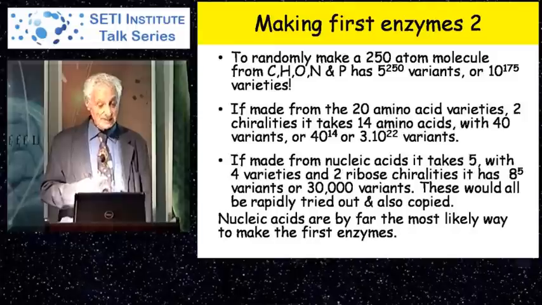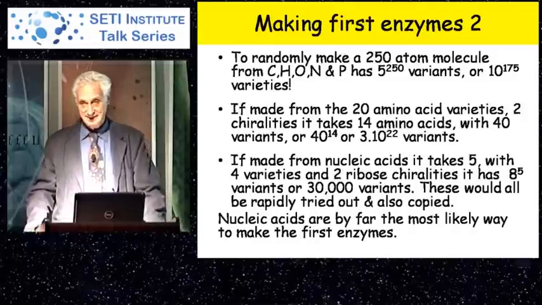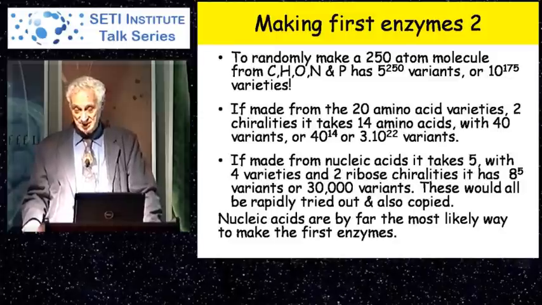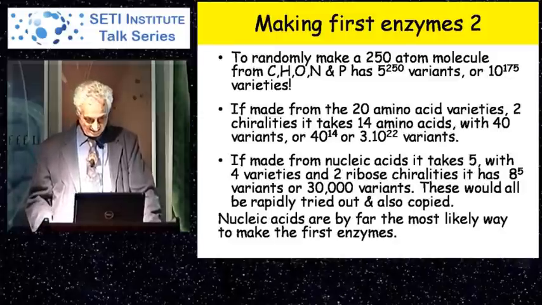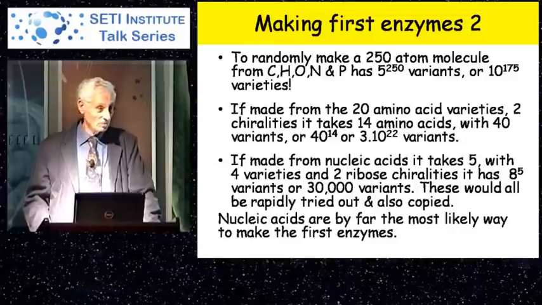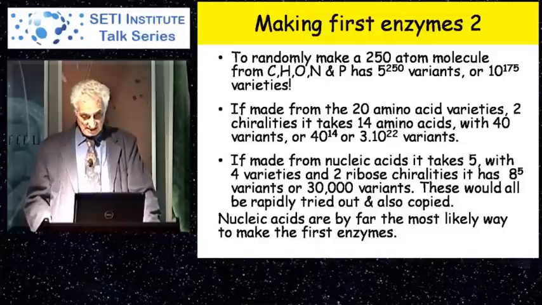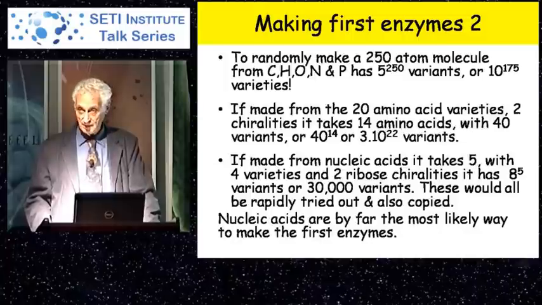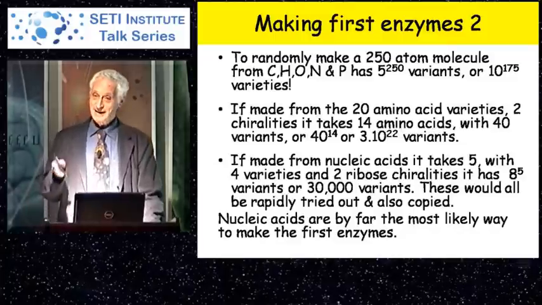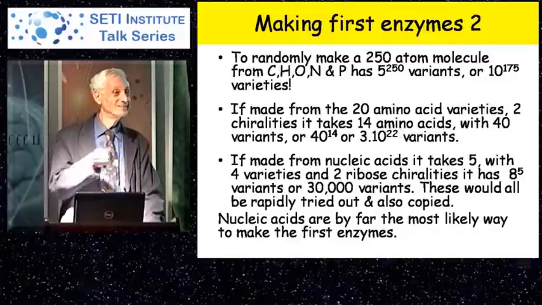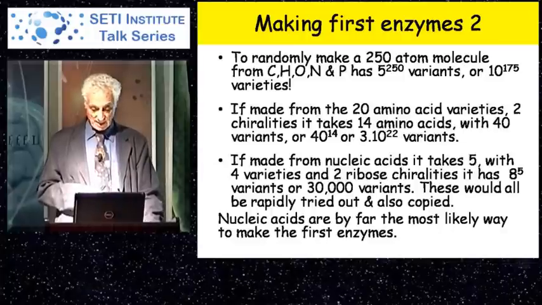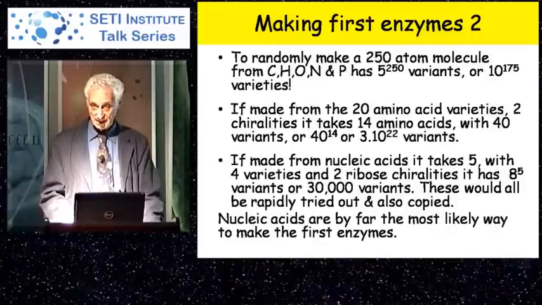You can't go back. However, if you make it with nucleic acids, they have about 50 atoms together, so it only takes 5 nucleic acids to be stuck together. And it would, of course, at the start have 2 ribose chiralities. And in all, there are 30,000 variants. Not a terribly large number. And if you selected one, you've got nucleic acids which can make their copies by code, anti-code, produces code again, and so you can produce it again. And so nucleic acids are by far the most likely way to make the first enzyme. And this is the part of the RNA world that had to be absolutely correct.